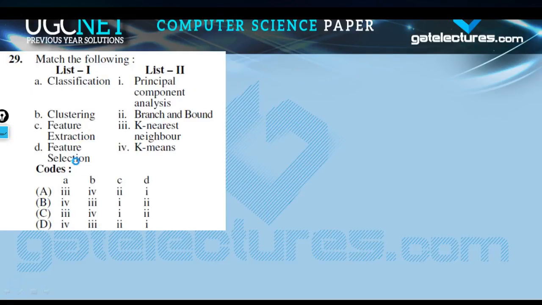Okay, now question number 29, match the following. List one is classification, clustering, feature extraction, and feature selection, and in list two some algorithms are given. Okay, so one by one we will discuss that. First is classification. In machine learning, classification is the problem of identifying which category a new observation belongs to.